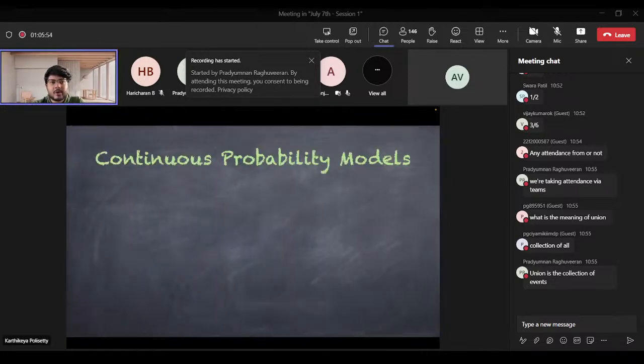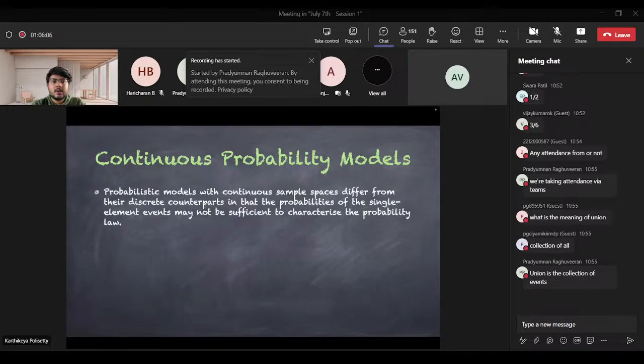So continuous probability models. Before, we have seen discrete probability models, now we are going to see continuous probability models. Probabilistic models with continuous sample spaces differ from their discrete counterparts in that the probabilities of a single element event may not be sufficient to characterize the probability law. So what does this mean? If I ask you to choose any real number, what is the probability of choosing 0.5 from the number line 0 to 1?